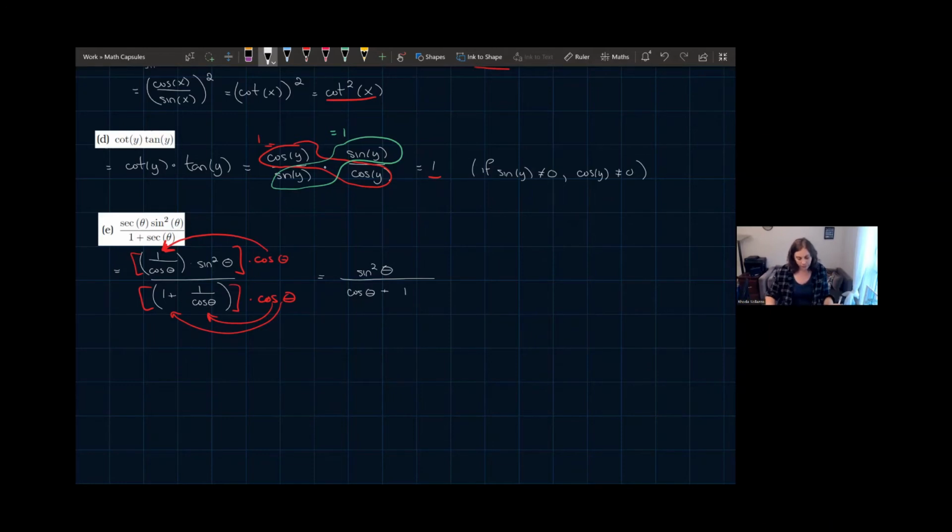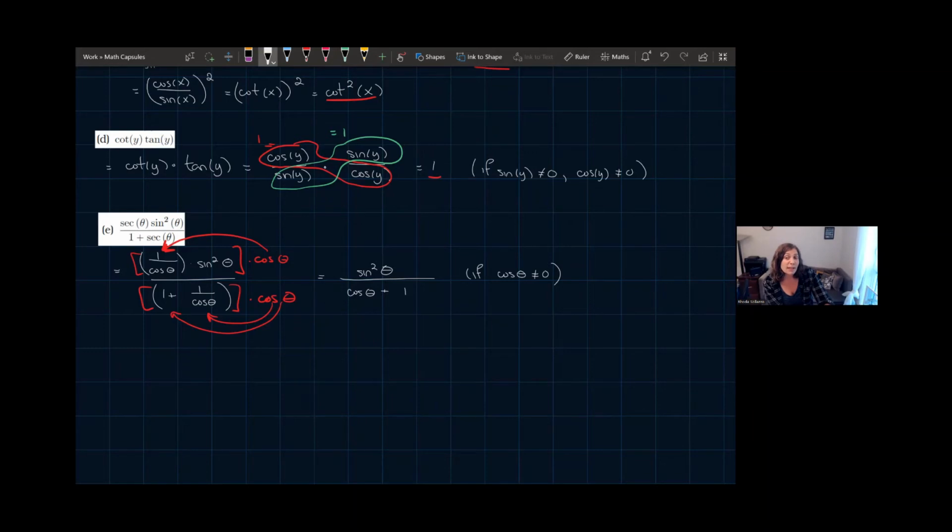I'll make a little note here that this works if I didn't just divide by 0. Sometimes these little notes aren't important because you're catching cases that wouldn't have made sense for the problem anyway, but I just want to practice some good habits, so I'm writing them down. All right, so now I have a simpler expression, sine squared over cosine plus 1.